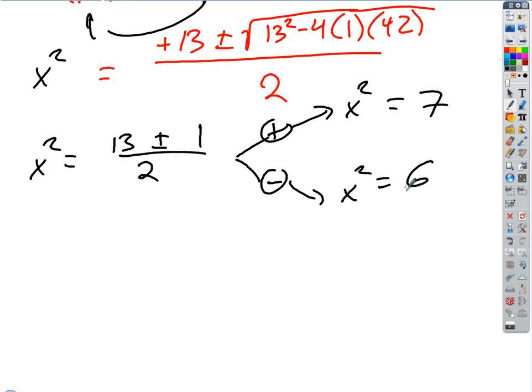Okay, so Dylan, what am I going to get from my 2 solutions from this one? There's one of my, so if I square root both sides, what am I going to get? Anybody? Yeah, I got to square root both sides. So if x squared equals 7, then doesn't x just equal plus or minus square root of 7? There's 2. How about this guy?